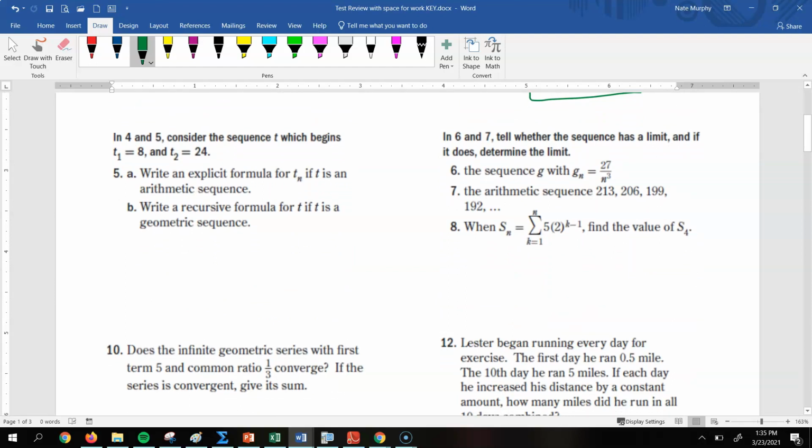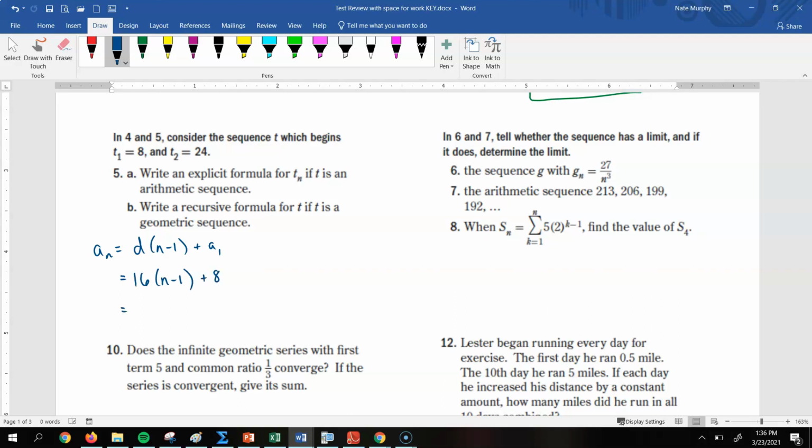All right, let's look at number 5 here. It says consider the sequence t, which begins with t sub 1 equals 8 and t sub 2 equals 24. It says write an explicit formula for t sub n if t is an arithmetic sequence. So if t is an arithmetic sequence, we're going to use this formula. So it'd be, again, d times n minus 1 plus our first term. So our constant difference we can figure out, because if you take 24 minus 8, you get 16. And we know our first term is 8.